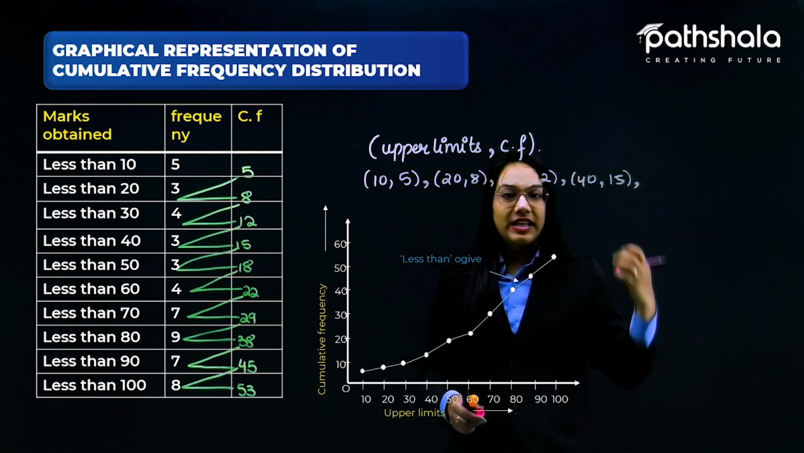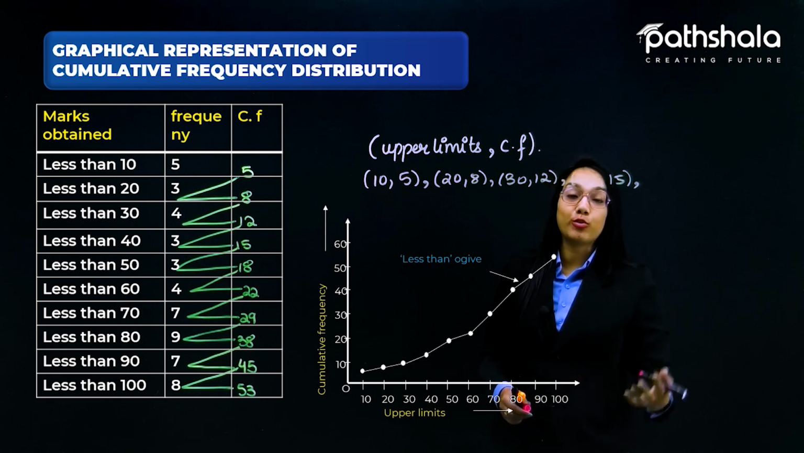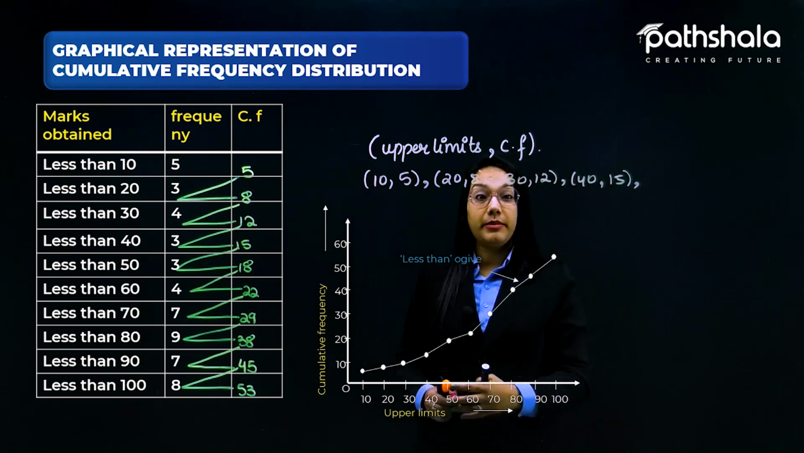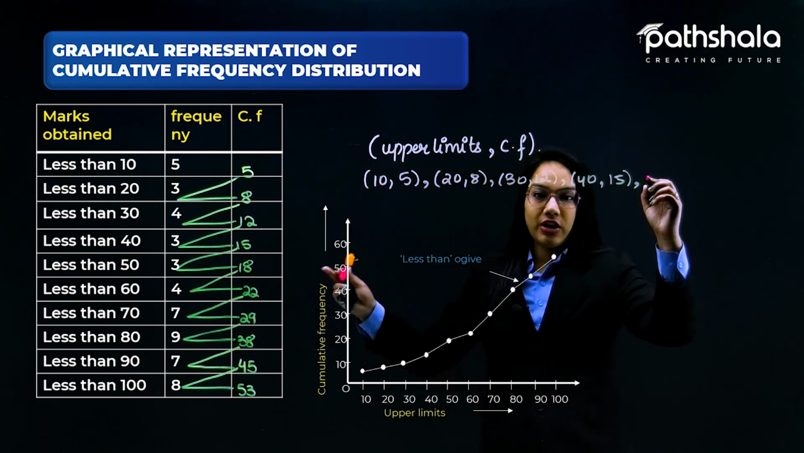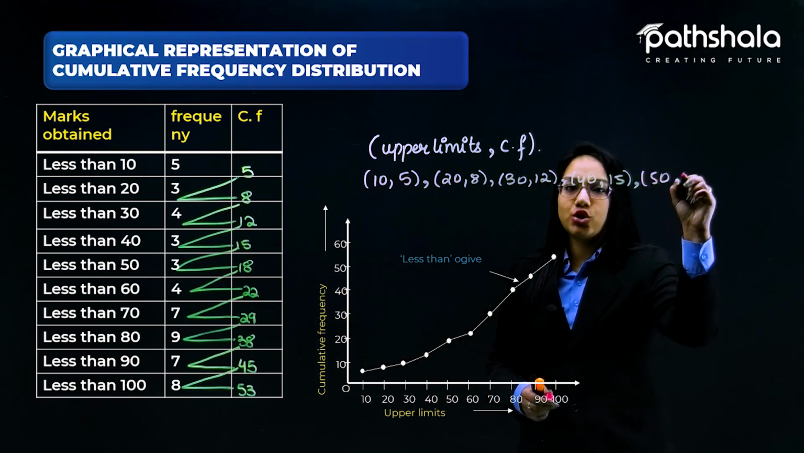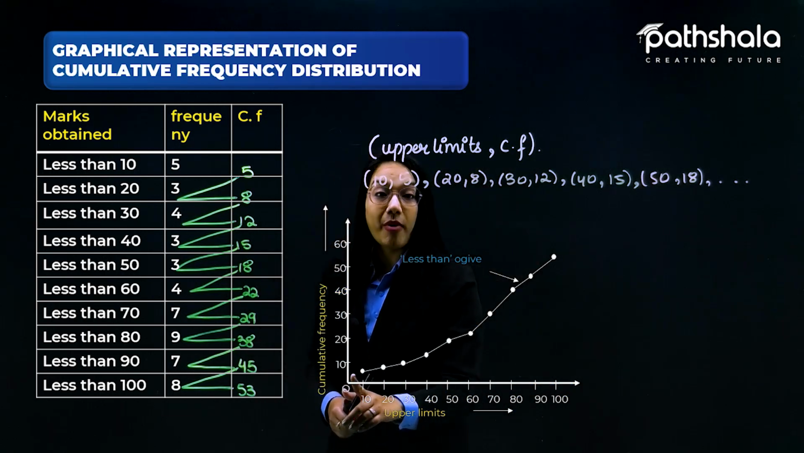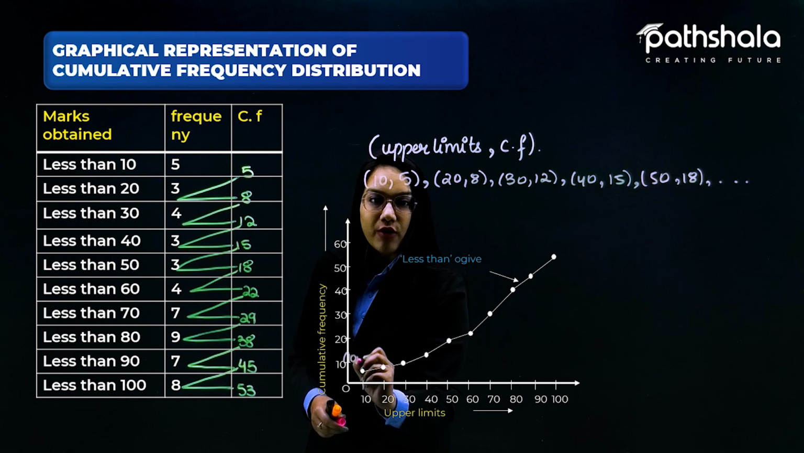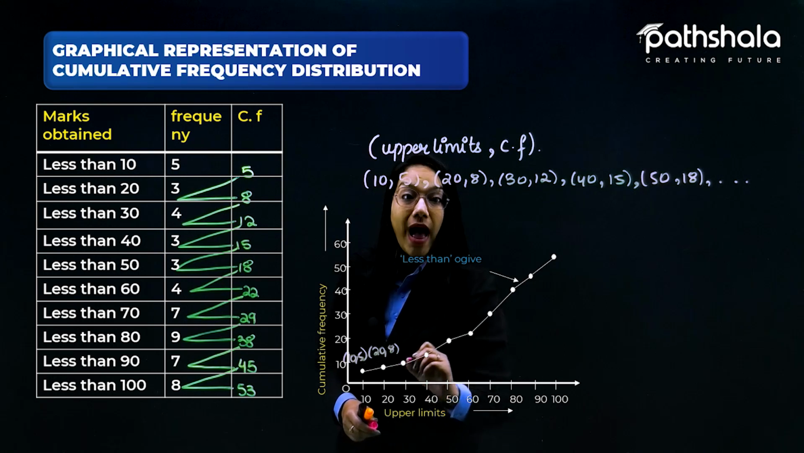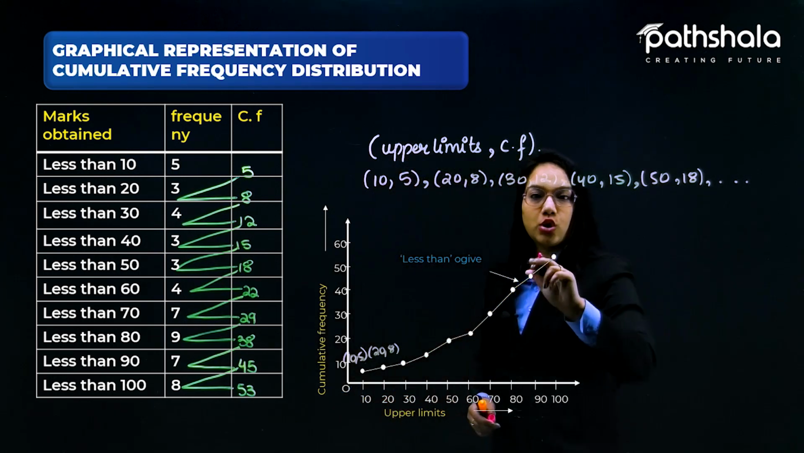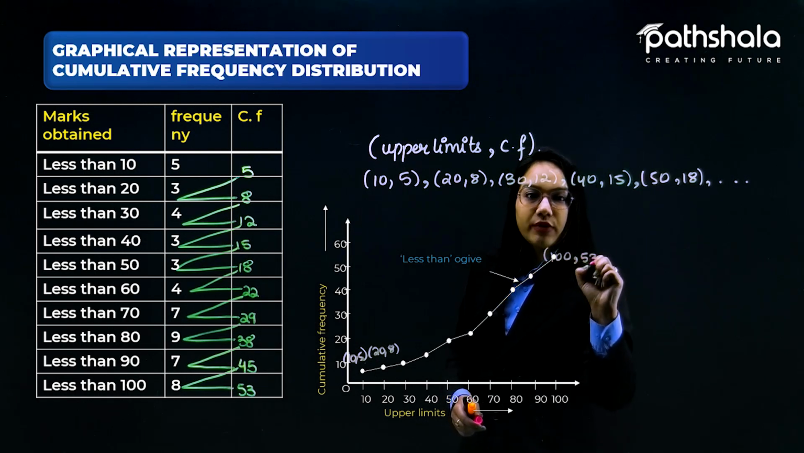I hope you can easily see how I'm writing all these coordinates in the form of upper limit, comma, cumulative frequency, where the x coordinate is the upper limit and the y coordinate is the cumulative frequency. The next one is 50, 18 and so on. So let's plot all these points on this plane. Starting with 10, 5, this is my 10, 5. This point represents 20, 8. This point represents 30, 12, and so on till the last point, which is 100, 53, as you can see.